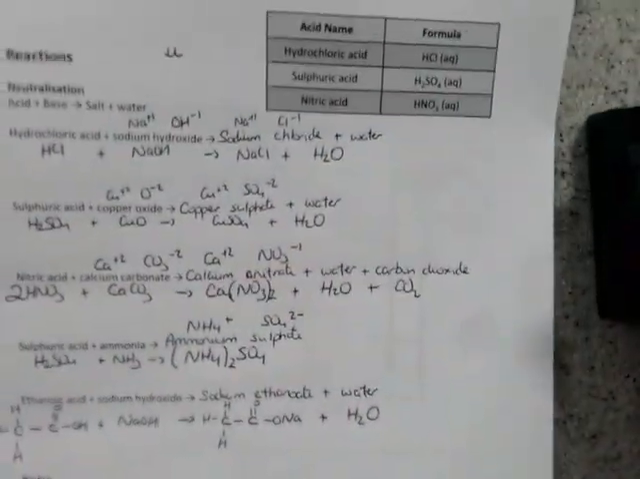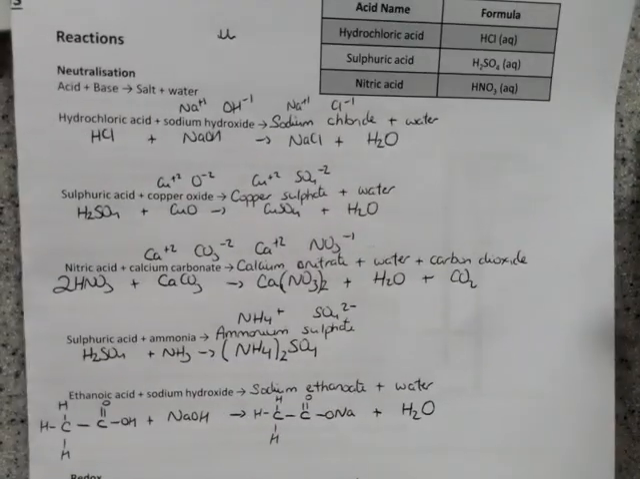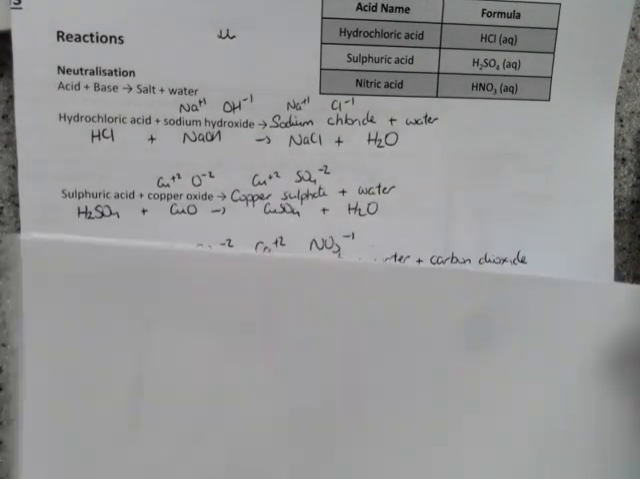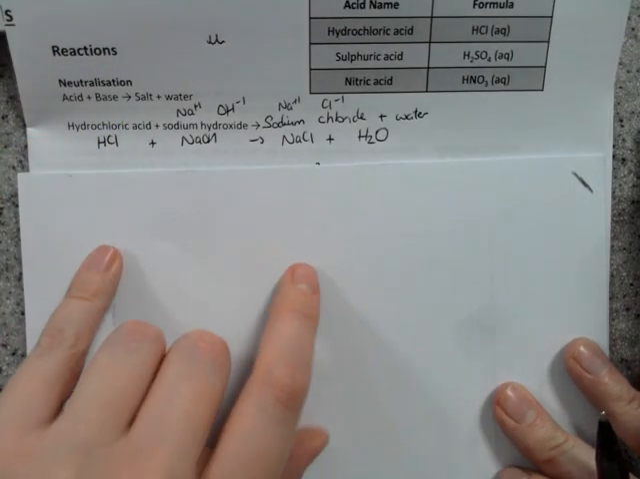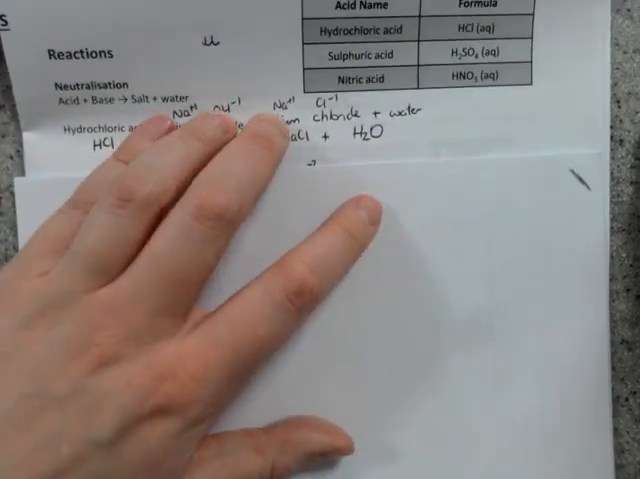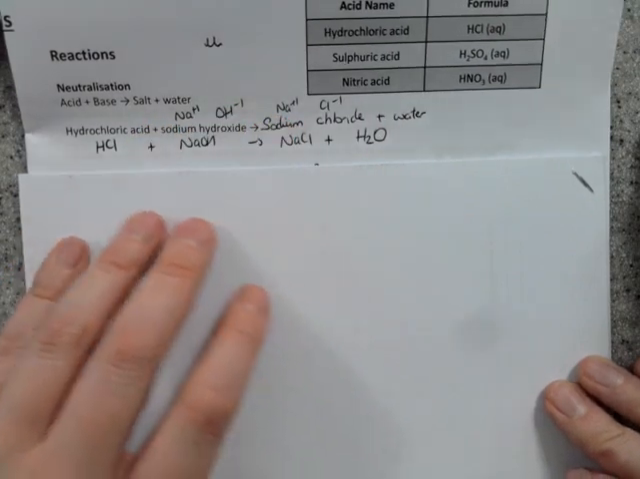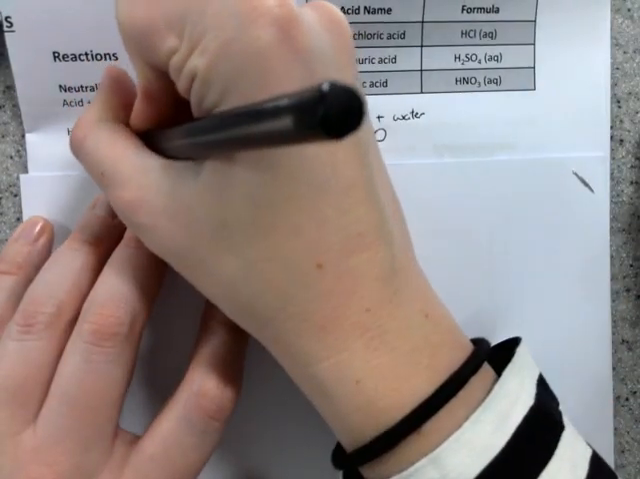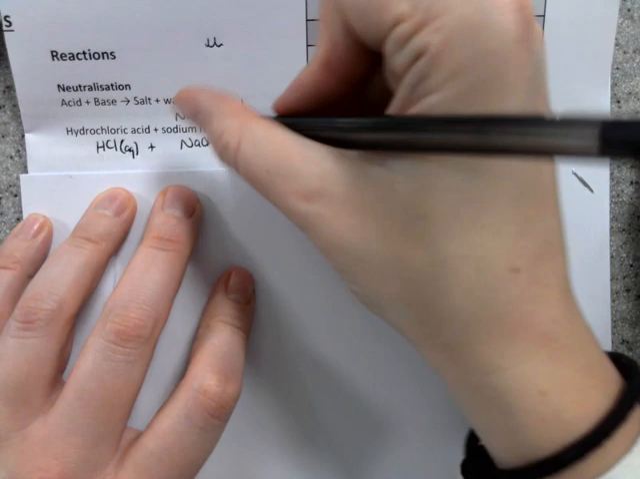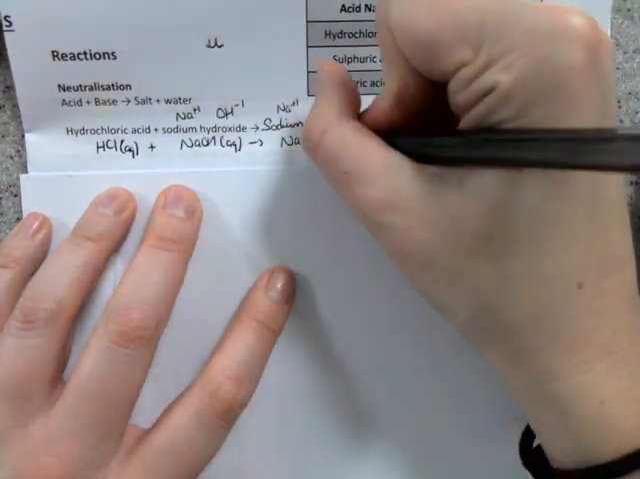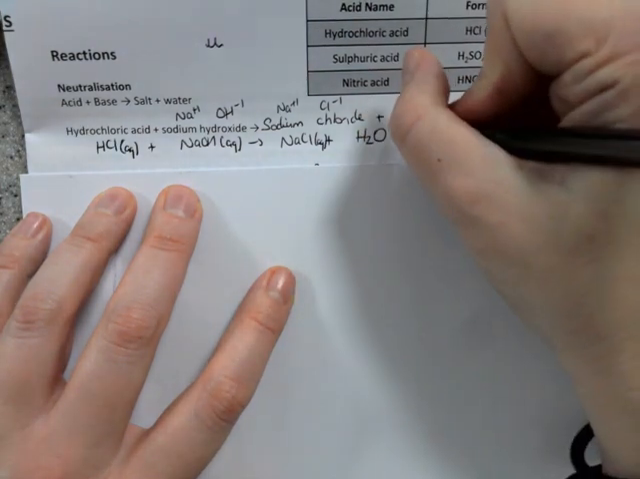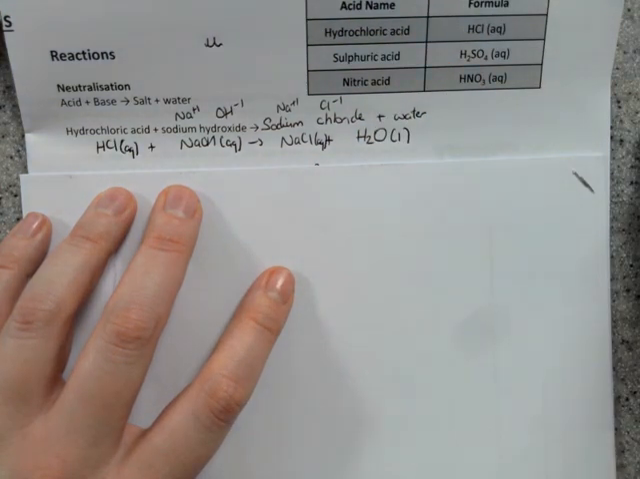As well as being asked to write full equations, which is what I've just done, you can be asked to turn these into ionic equations, which is what I'm quickly going to do now. In order to write ionic equations, you're going to need state symbols, which should be provided in the question. Acids are always aqueous. Sodium hydroxide is an alkali, it's also aqueous. You should be told that sodium chloride is aqueous, and then water is liquid, it is L.